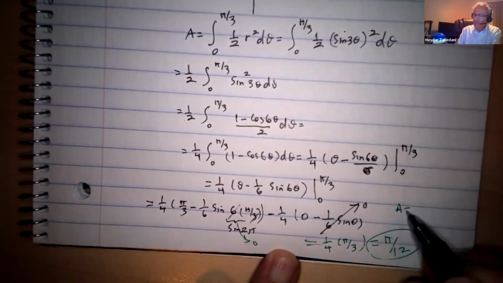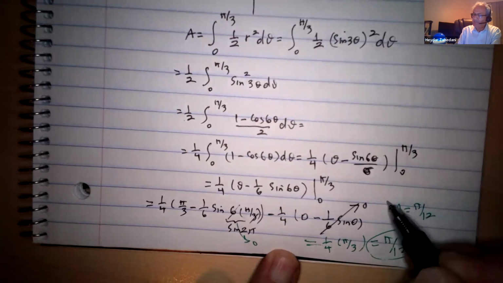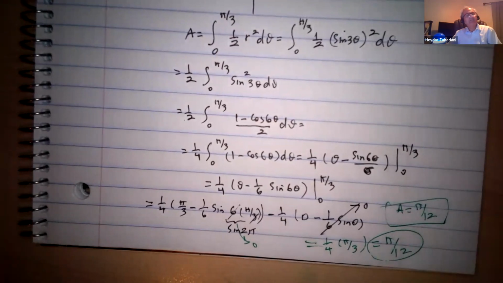So the area of one of those petals is going to be pi over 12. Okay, this is the way you're going to check these. So that was the case that we had.